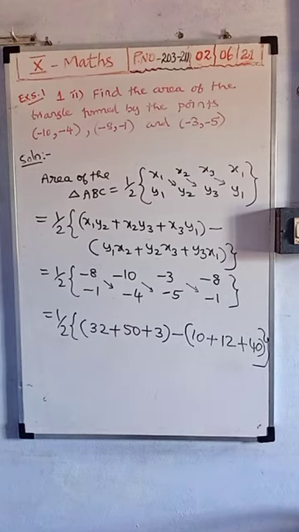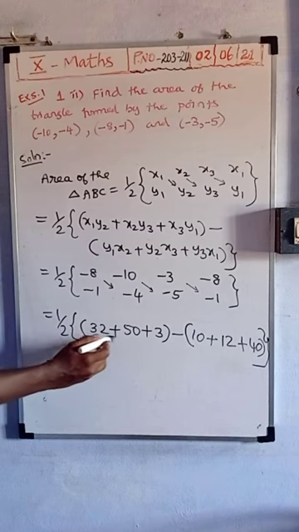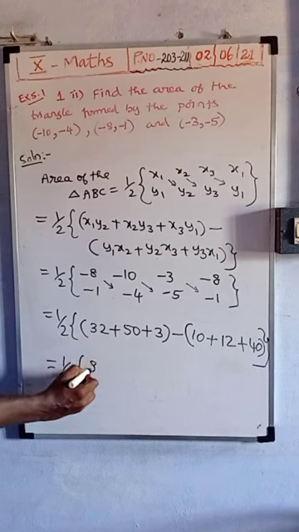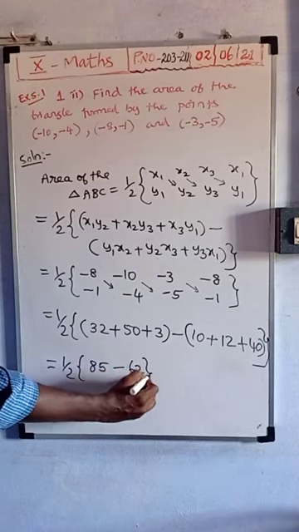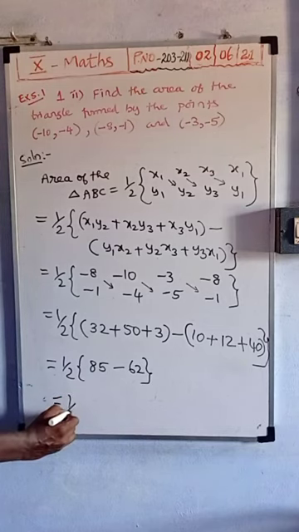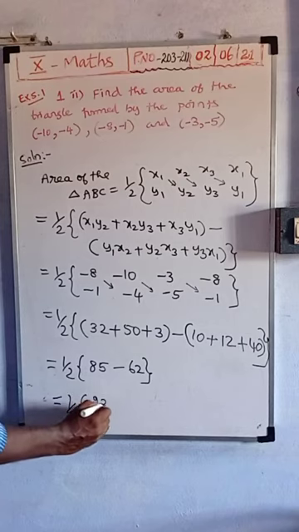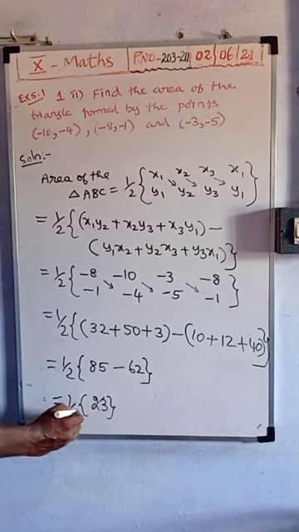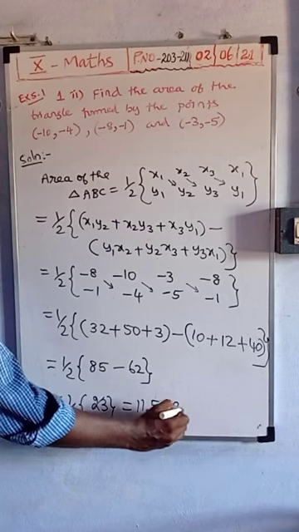Now you simplify, you will get the answer. So half of, now adding: 50, 53, 85 minus, okay, everything you should add means 62. Yes, 62. Now you should subtract, half of 62 minus, this you should subtract 23 you will get. Now 23 by 2, you cancel, means we will get 11.5 square units.